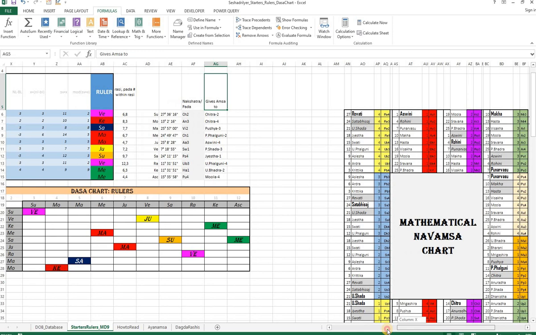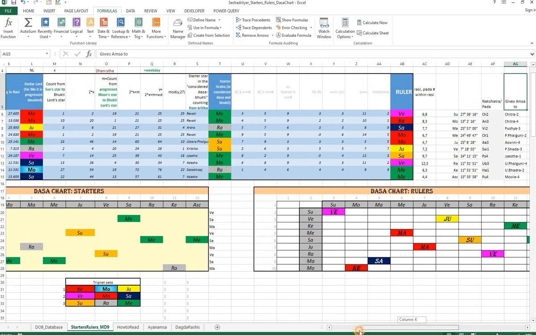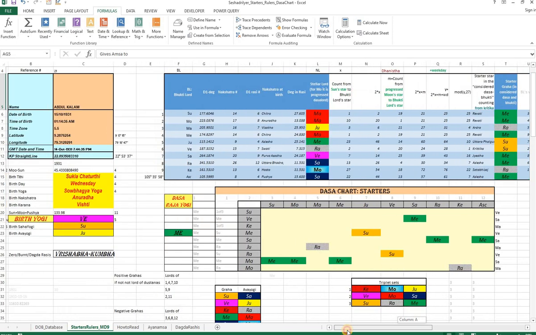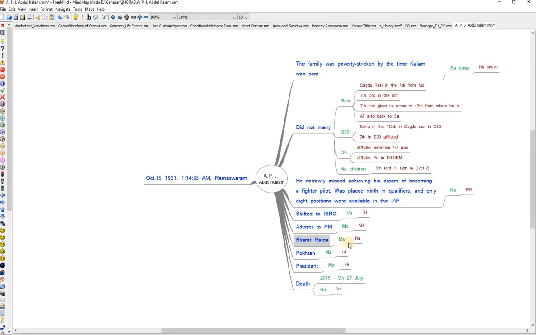Surya means adornment, power, and authority. All that comes in automatically. So Surya is also a yogi for him, and it's a political power also. I mean, that Bharat Ratna is very well explained.